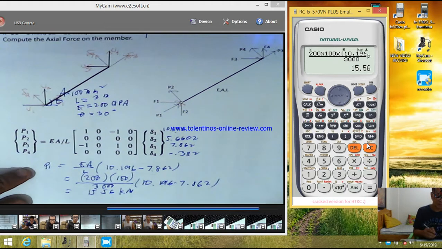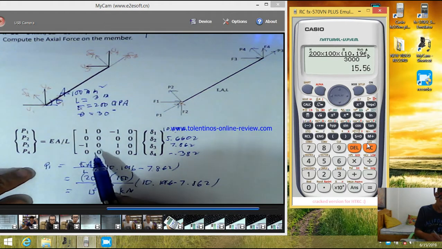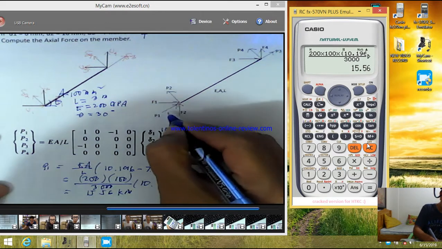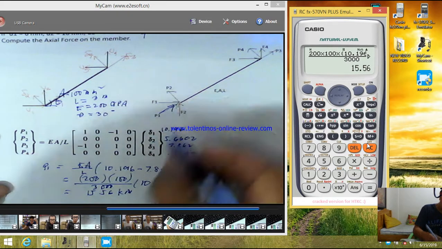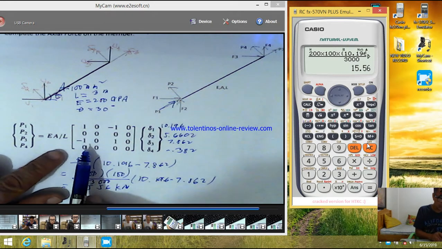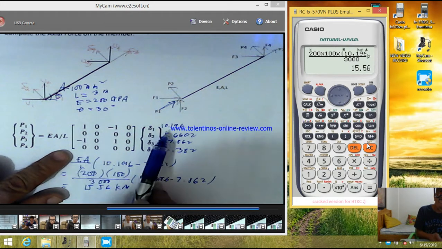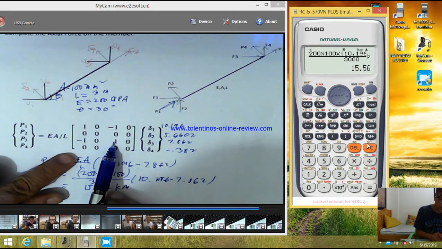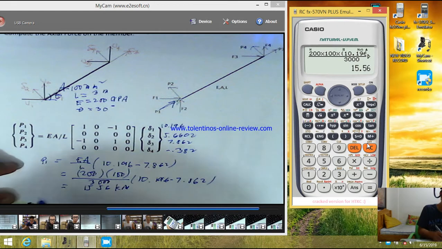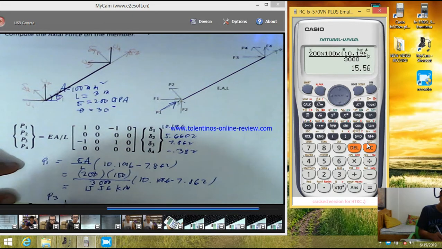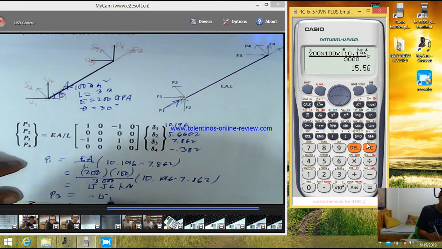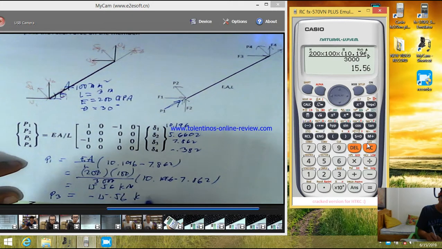Okay. Ngayon, yung isa, baliktad lang yan. Ibig sabihin, ang P1 natin is to the right, there. Yeah, to the right kasi positive to. Now ito, pag minultiply mo to doon, negative 1 at saka 1, pag minultiply mo dito rin, magbabaliktad lang to. Therefore, your P sub 1, your P sub 3 will just be equal to negative 15.56 kilonewton.